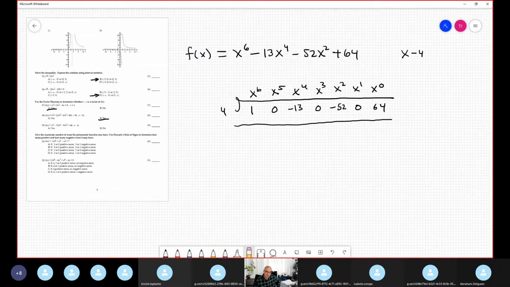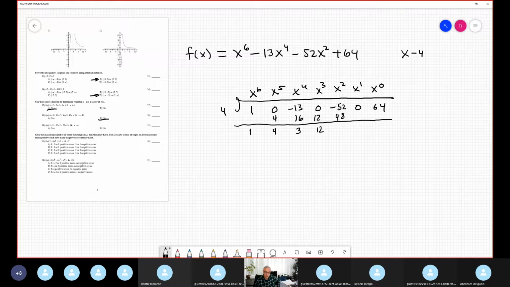Now let's do it. Bring down 1. Multiplication, 1 times 4 is 4. 4 plus 0 is 4. 4 times 4 is 16. Now we combine here with negative 13, this is positive 3. 3 times 4 is 12. 12 plus 0 is 12. 12 times 4 is 48.